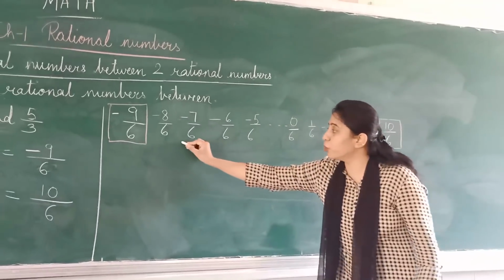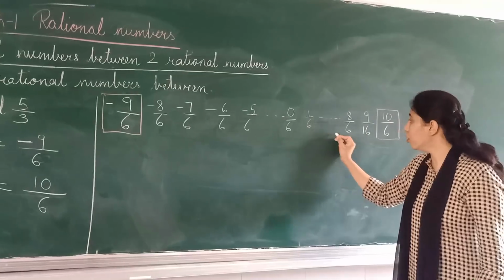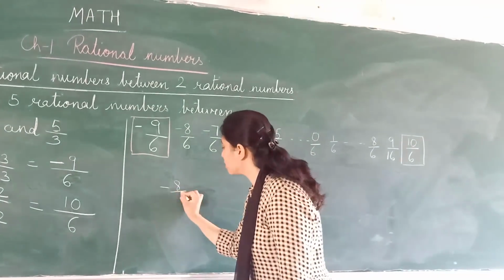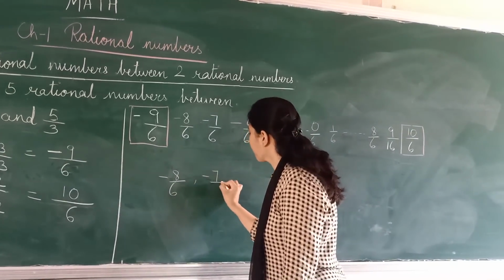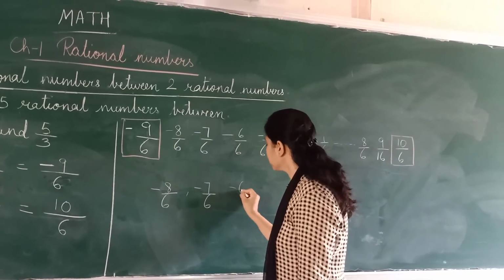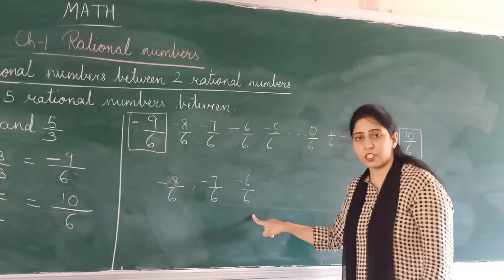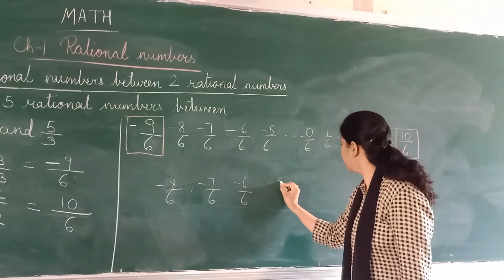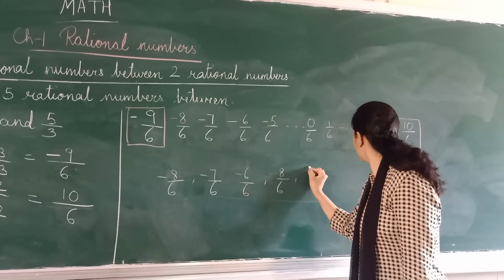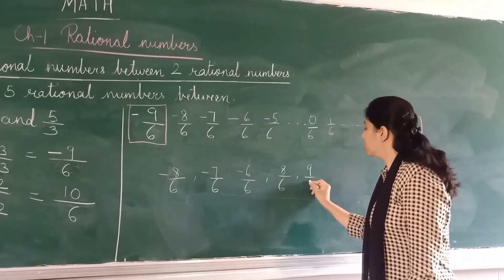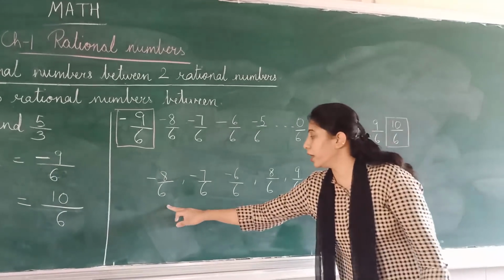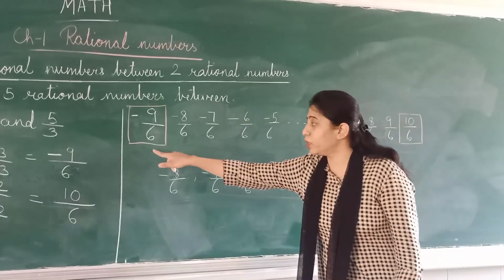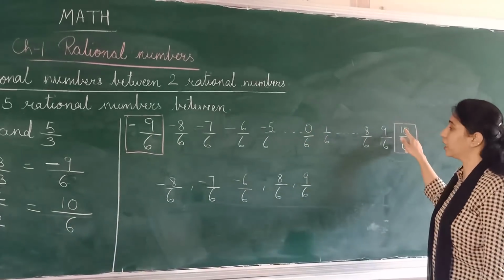So I have written a few negative rational numbers and a few positive rational numbers. You can choose any rational numbers. I have taken 3 negative rational numbers, then I will take 2 positive rational numbers. So 1, 2, 3, 4, 5. These are the 5 rational numbers between minus 9 upon 6 and 10 upon 6.